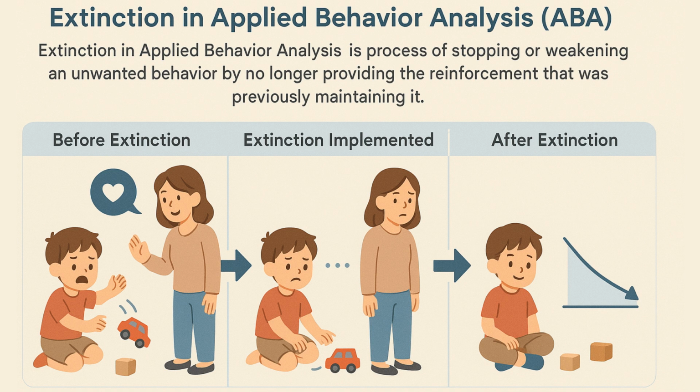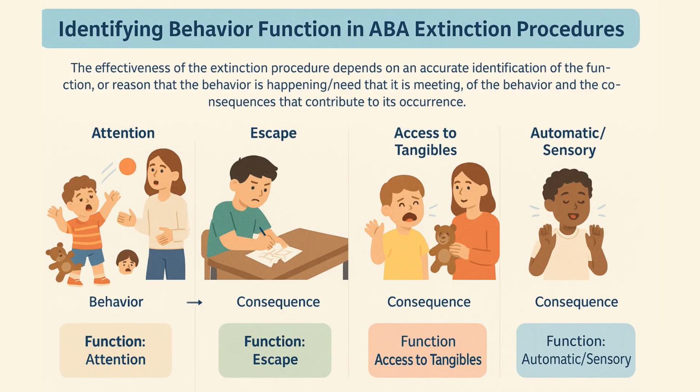Extinction in Applied Behavior Analysis, ABA, is the process of stopping or weakening an unwanted behavior by no longer providing the reinforcement that was previously maintaining it. The effectiveness of the extinction procedure depends on an accurate identification of the function, or reason, that the behavior is happening, the need that it is meeting, and the consequences that contribute to its occurrence. Behavior serves specific purposes or functions.